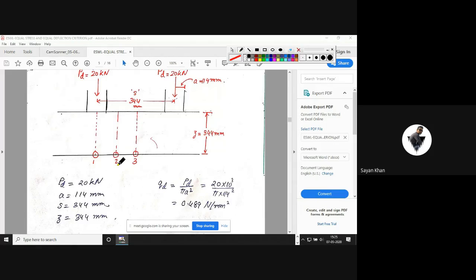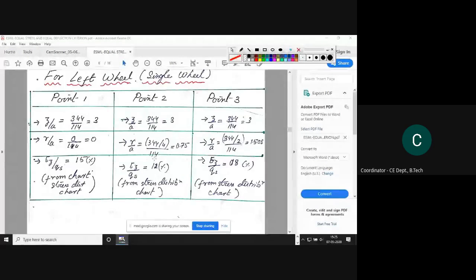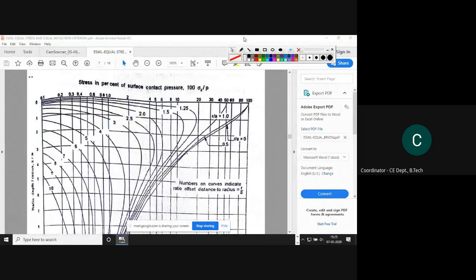Clear? Okay. Ma'am, one question: the 0.75 for the left wheel that you took from the graph, you took it toward 80, but toward the left the values are 0.5, 0.4, 0.3, so shouldn't it be taken from that side? See here. I said 0.5, and see, this curve is your 1 and the second curve is your 0.5. So r by a equal to 0.75 will obviously be in between these two curves only.